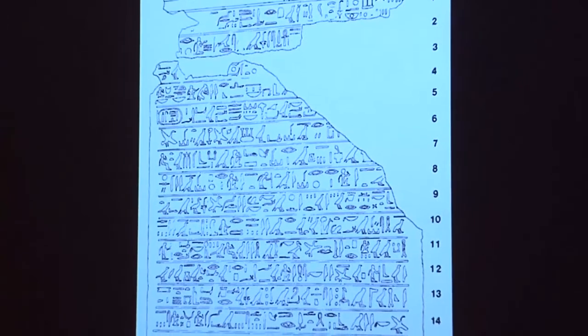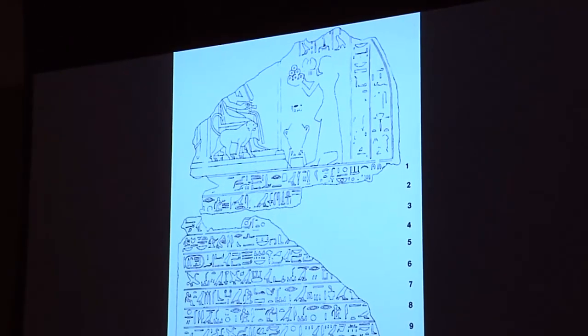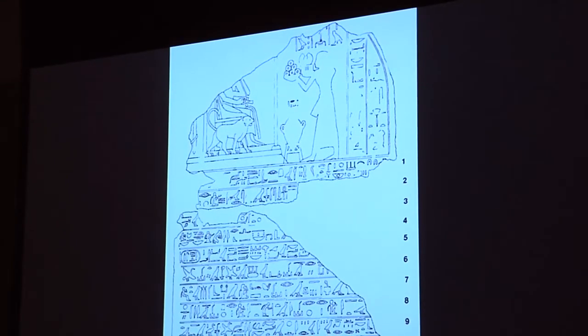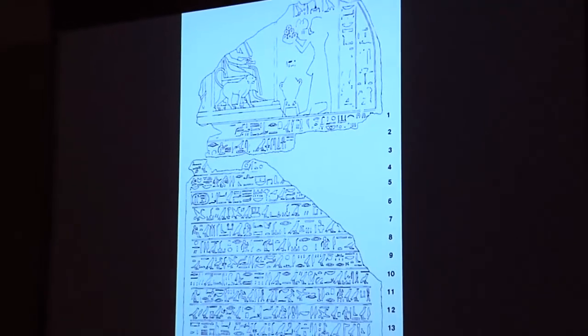We have the king with his pet lion nearby, and he's being presented donuts by his high official Usur right there. And we've got the layout, we have the orientation, the texts are numbered, and we're on our way to understanding the entire context.